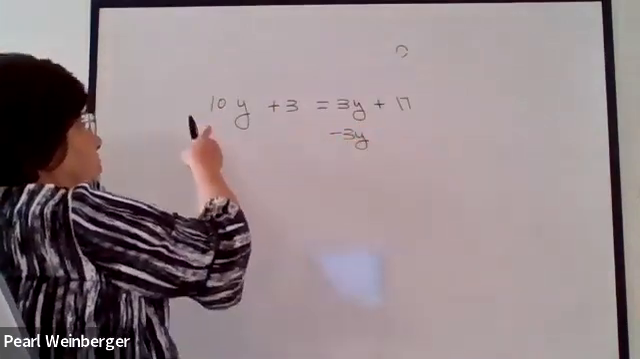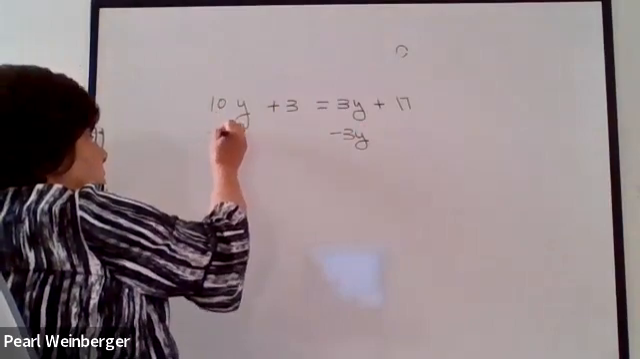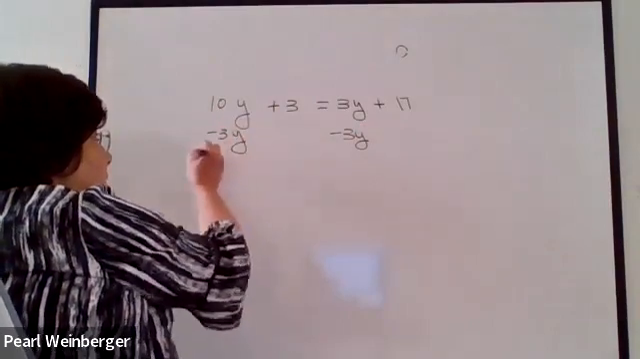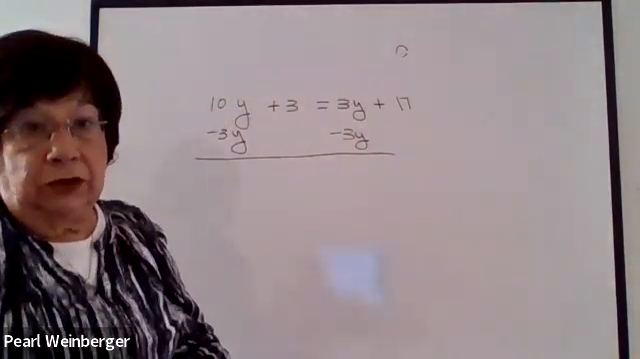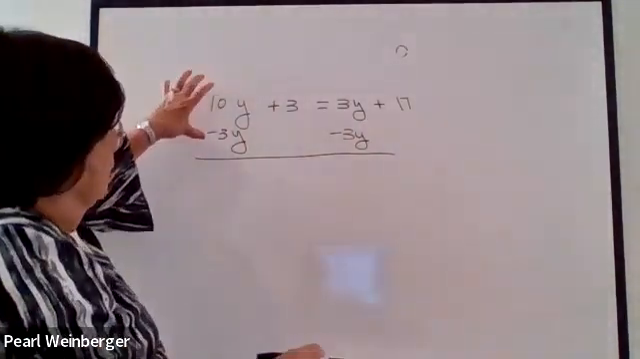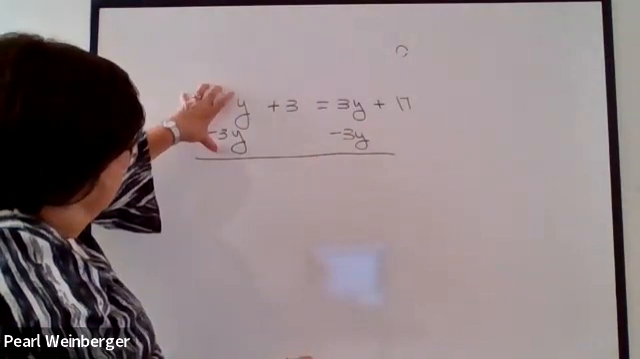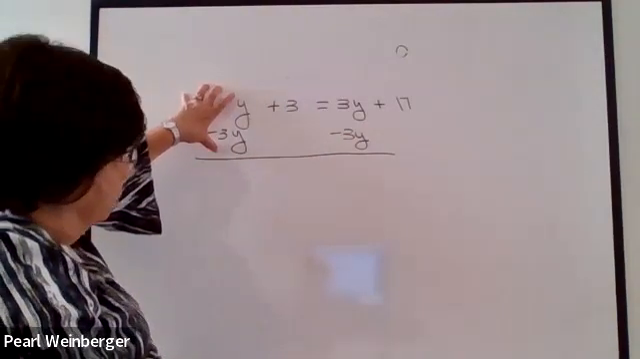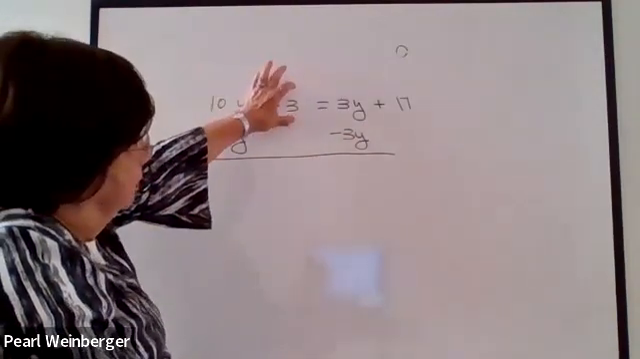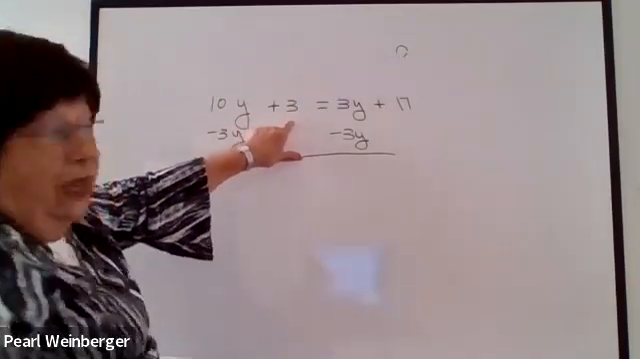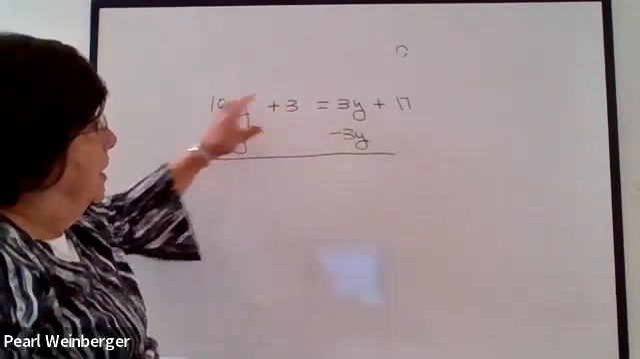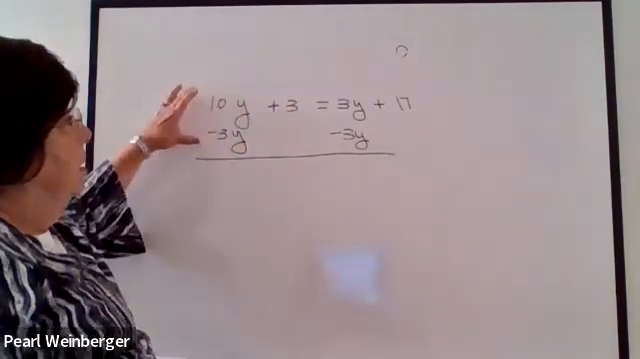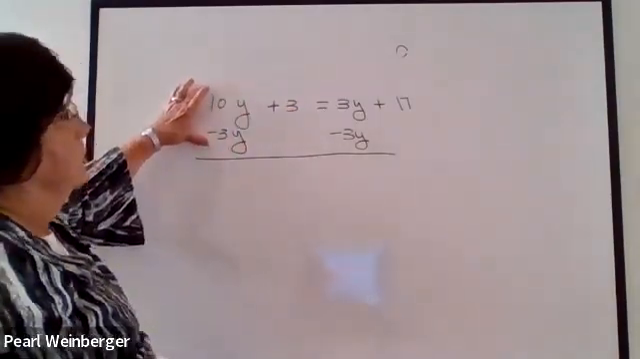And I'm going to have to put the minus 3y under the 10y, because I can only combine what are called like terms. And like terms has to have a variable. Something that doesn't have a variable, and that's just what we call a constant, will not be a like term to that. I could not combine these two things, but these are like terms.